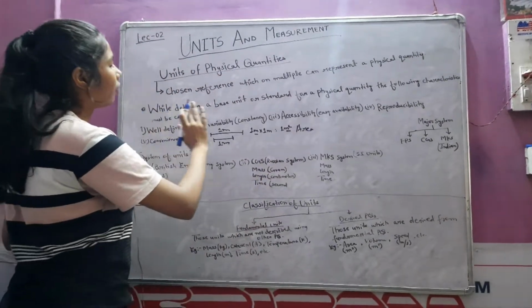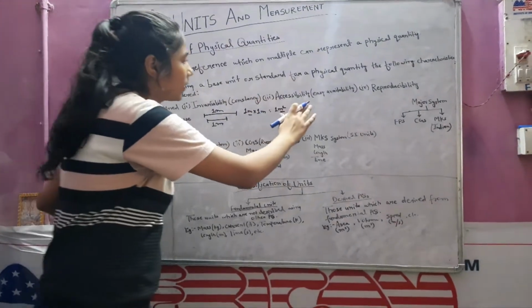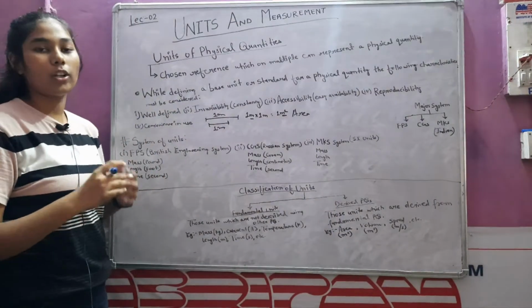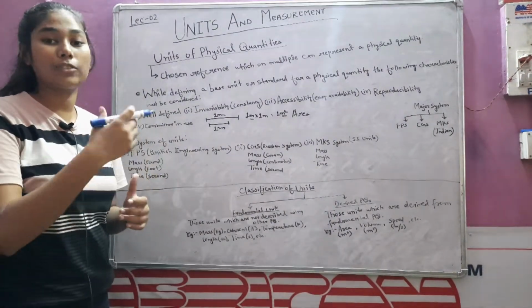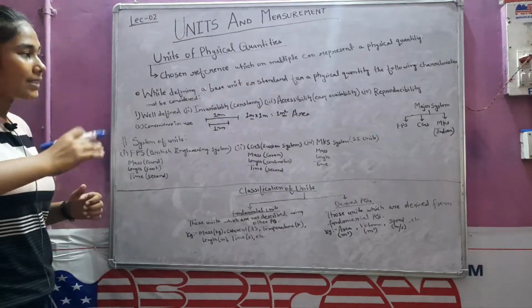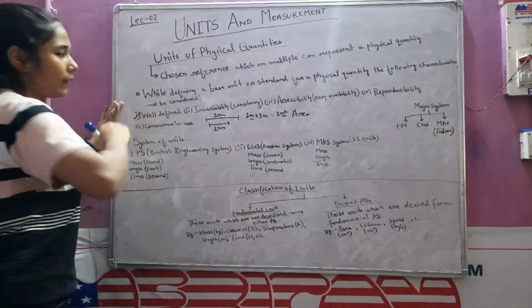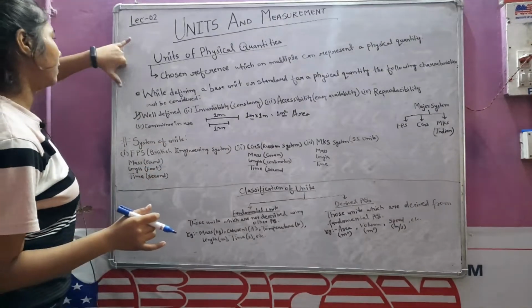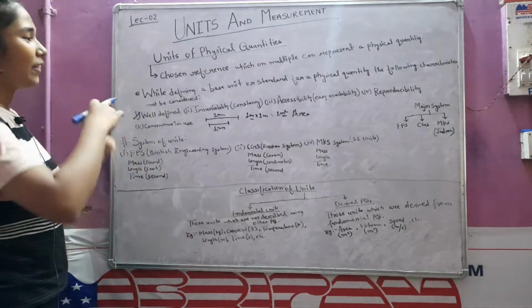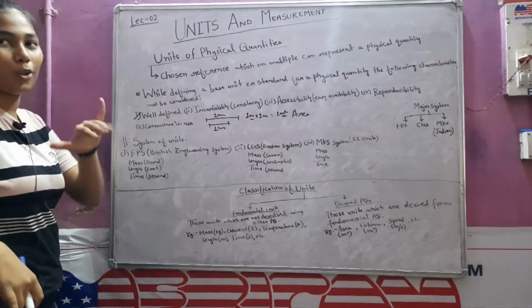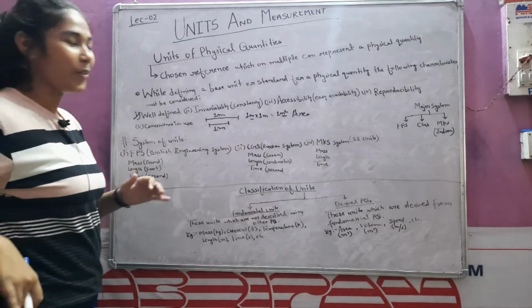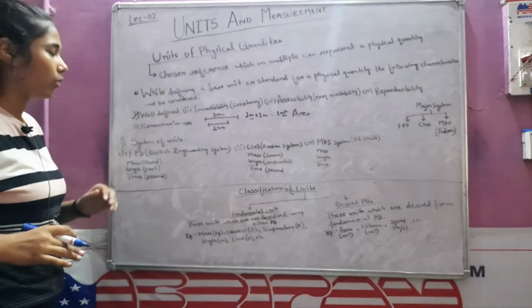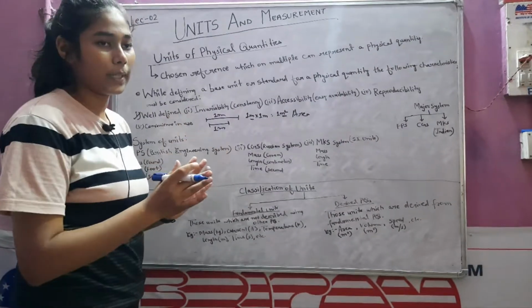Now, while defining a base unit or standard for a physical quantity, the following characteristics must be considered. If you are talking about any physical quantity's unit, that unit must be well defined. We can take an example. Here locally we say 'ek bitta', and if we go to London and say that I want a cloth of 2 bitta, they won't understand it. So it should be well defined. Everyone should be aware of what 1 meter is.